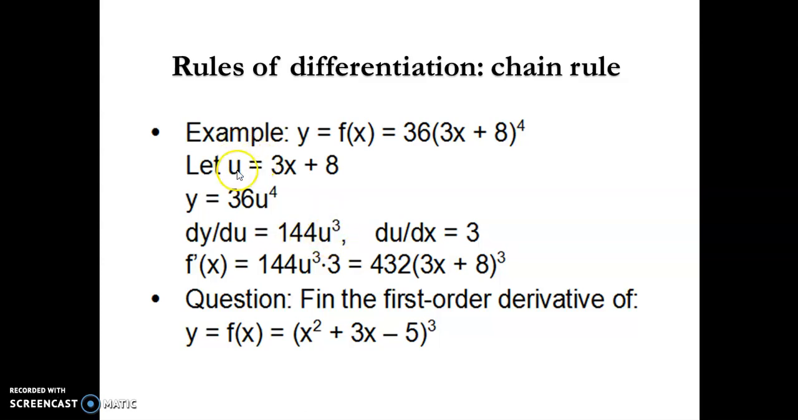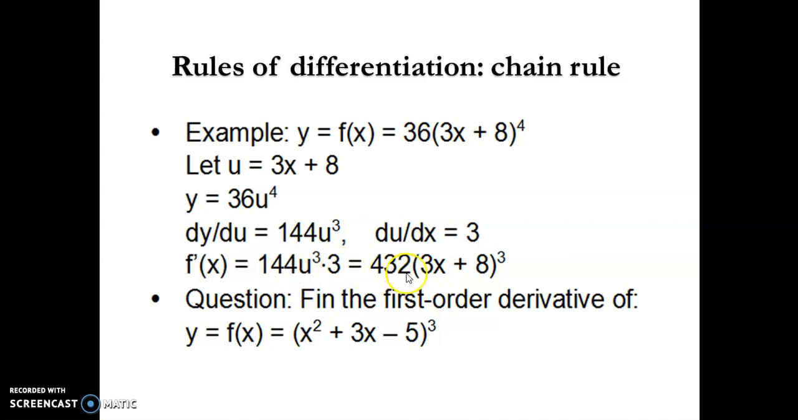And now du by dx, which represents the inner function, is simply going to be equal to 3, because if we differentiate this, we get 3, and this constant differentiates to 0. Thus, following from the chain rule, we've now differentiated the outer and the inner function. So now we can multiply the outer function by the derivative of the inner function. Thus, f dash of x is 144u to the power of 3 multiplied by 3.